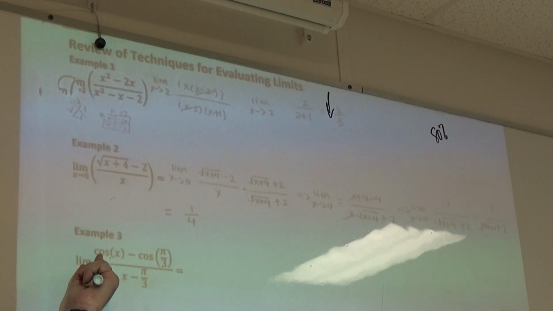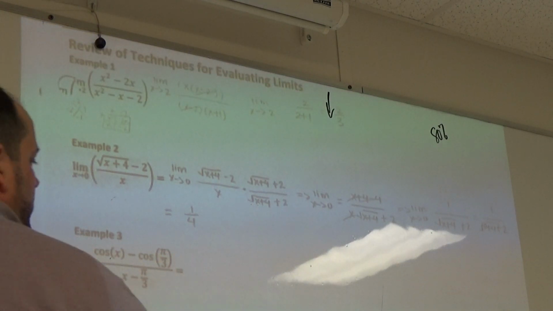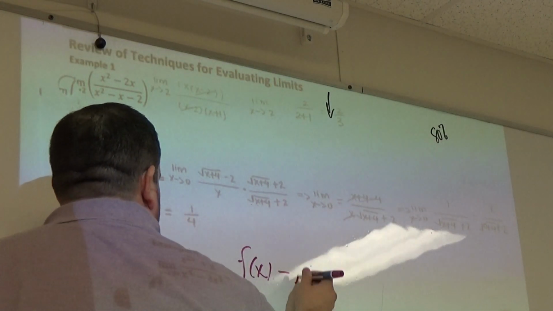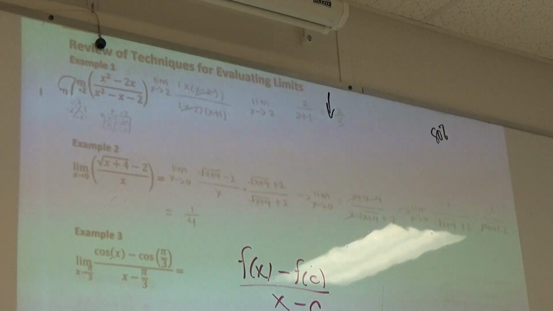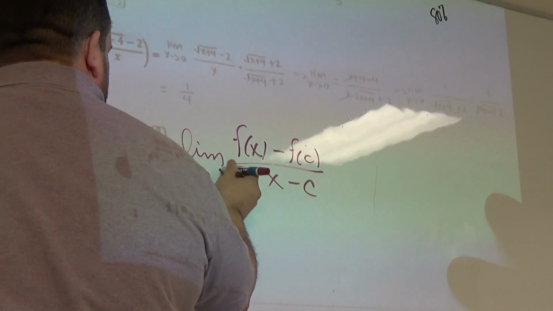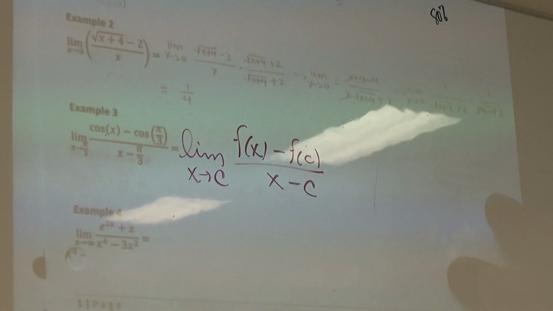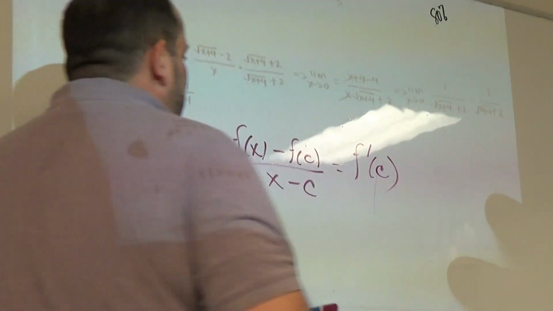You've got a function minus the function being evaluated at a particular value, divided by x minus that same value, like f of x minus f of c over x minus c, and you're taking the limit as x approaches c. What is that really? The derivative. That is the derivative. This is f prime of c.